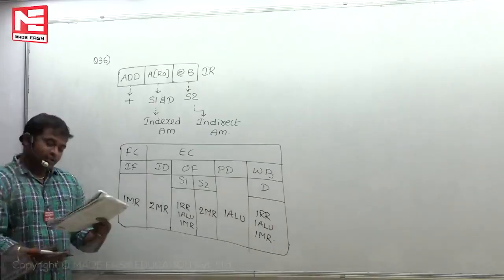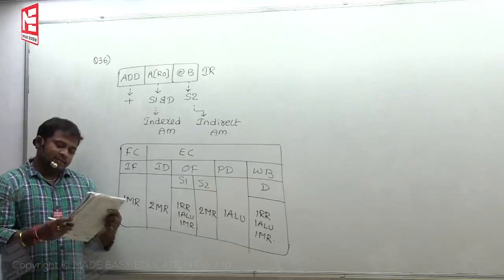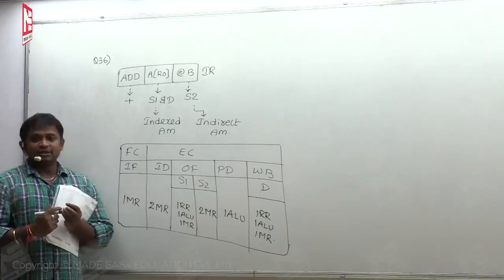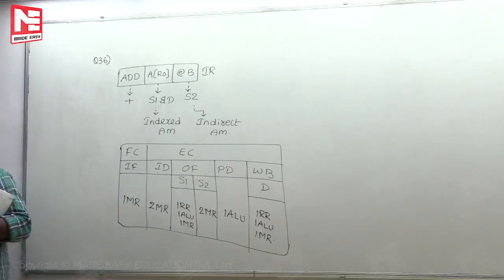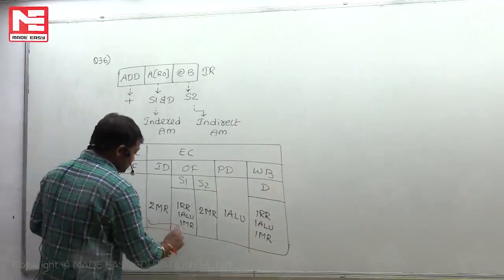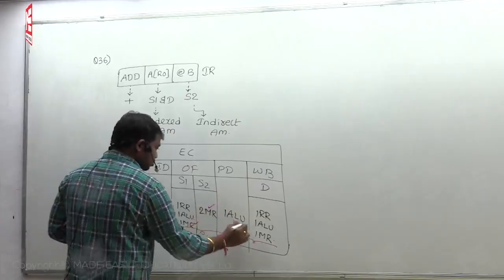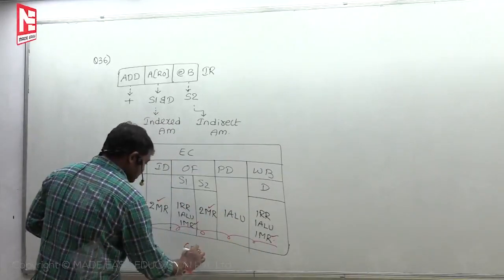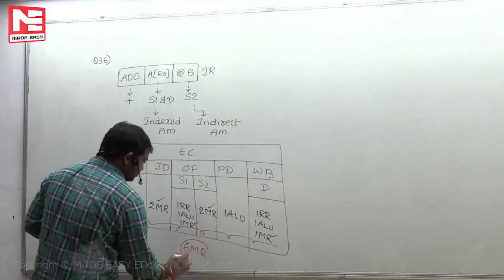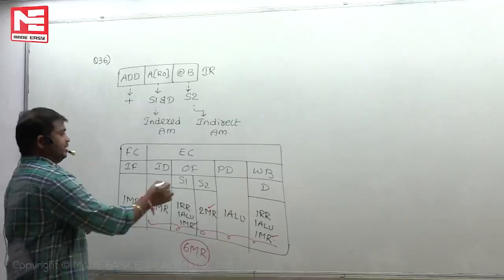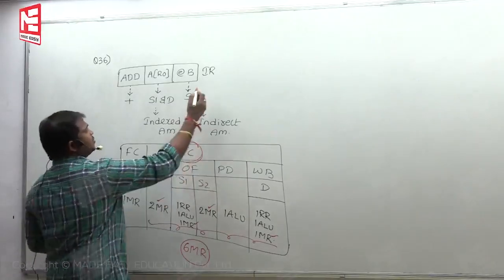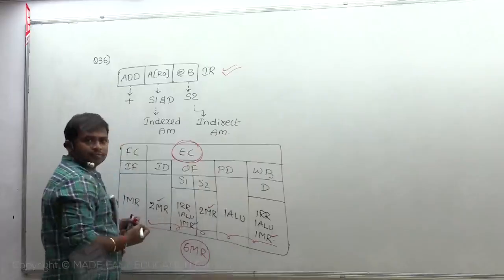Understand? Now what is the question? Number of memory cycles needed during the execution cycle. They're asking only about the execution cycle. Count these. How many? 2, 1, 2, 1. Answer? 6 memory references are required in the execution cycle to execute the above instruction.